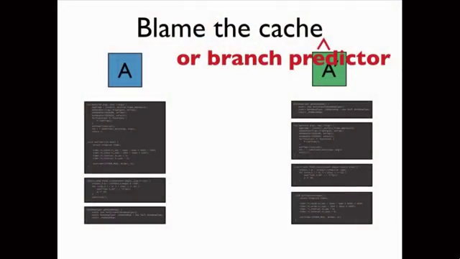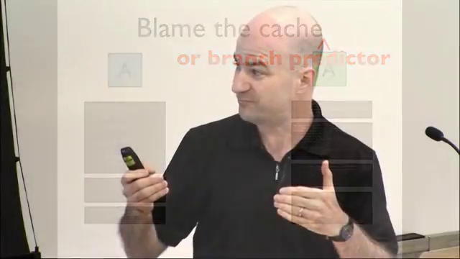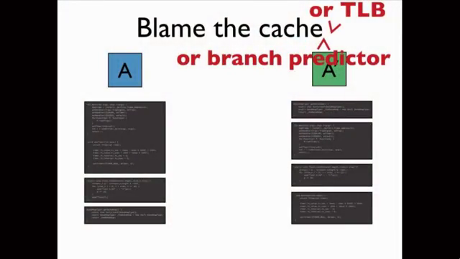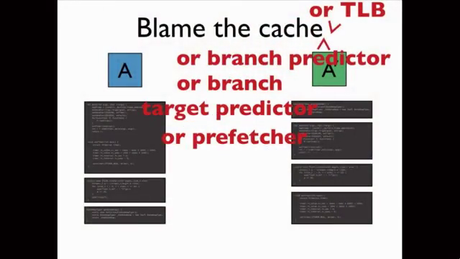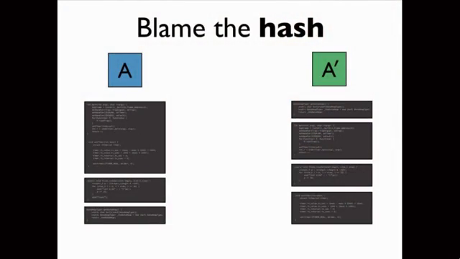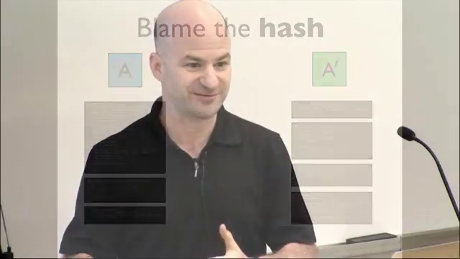Caches aren't the only source of this sort of problem. Branch predictors suffer from the same sort of phenomenon. Branch predictors depend on program counters to sort of key into hash tables. Then there's the TLB, right? Translation look-aside buffer. Same thing. It's address-based. The branch target predictor. I could fill up the slide, basically, with all of these things that use essentially addresses as hash functions. So really, anything in your hardware that has a hash function suffers from this problem.